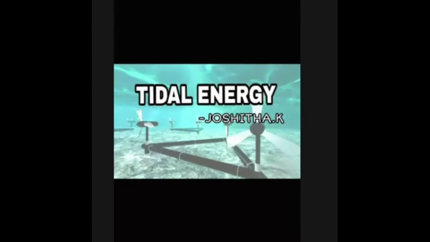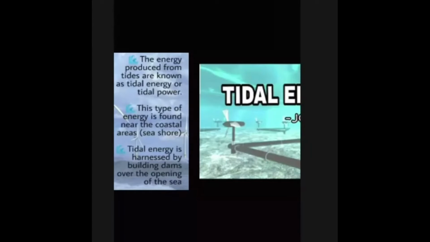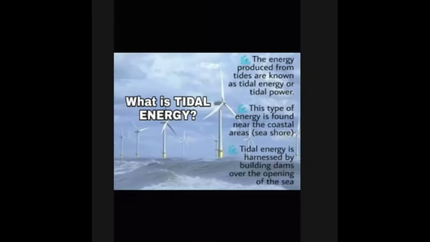Okay, let's go straight. What do you mean by tidal energy? The energy produced from the tides is known as tidal energy or tidal power. This type of energy is found near coastal areas, that is seashore. Tidal energy is harnessed by building dams over the opening of the sea, where we usually get the tides more often. How tidal energy is produced.